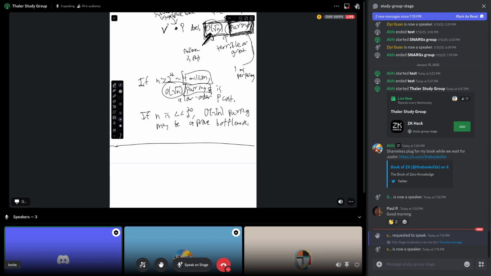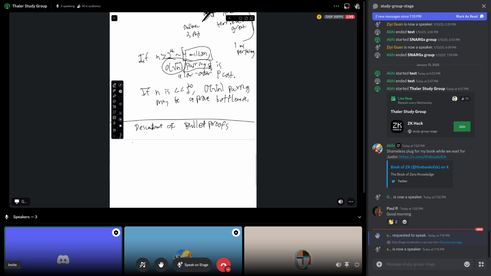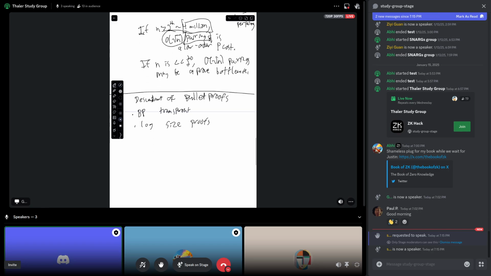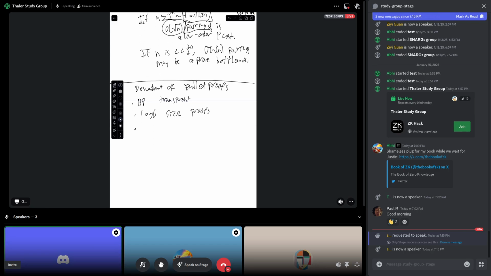So that was the comparison to KZG. Dory actually should be viewed as a descendant of bulletproofs, also known as IPA for inner product argument. Remember, bulletproofs was also transparent. It had logarithmic size proofs. So KZG, it's constant size. Bulletproofs, it's log size. The big downside of bulletproofs was linear, actually slightly super linear, time verification.